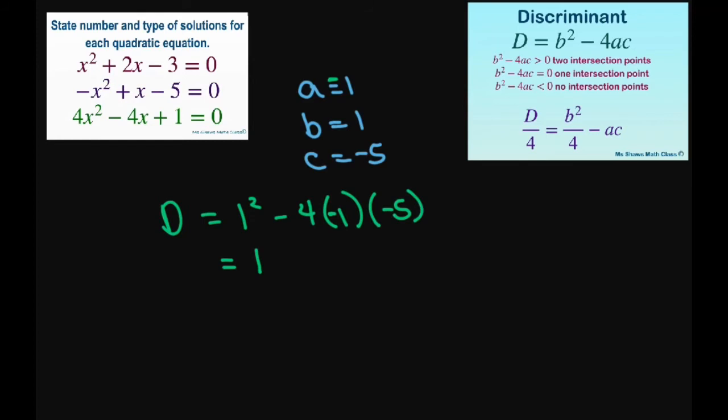Since we have 3 negatives, let me write this again. A equals negative 1. Sorry about that. Since we have 3 negatives here, that means this is going to be negative. An odd number of negatives makes negative. So that's going to be minus 20. This is going to equal negative 19, which is less than 0. That means there are no intersection points in the real number system.